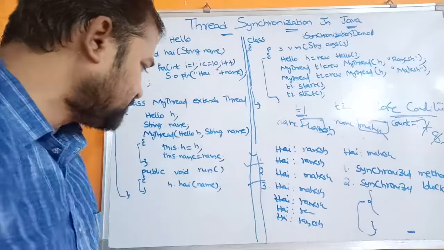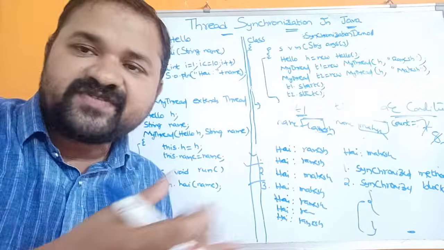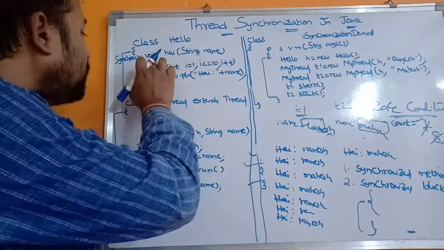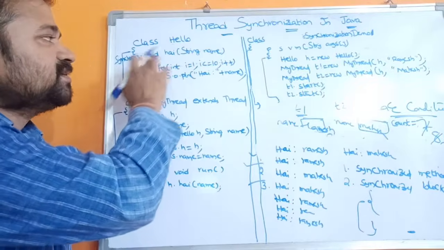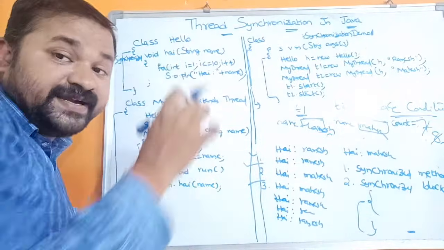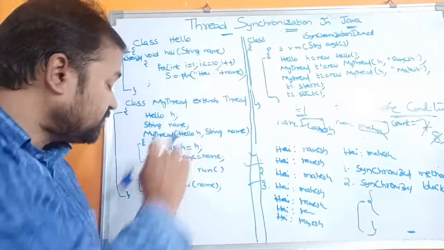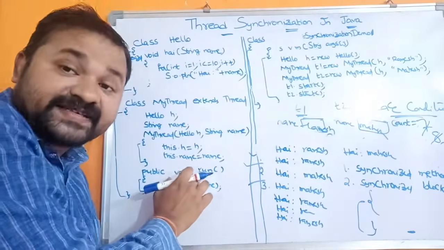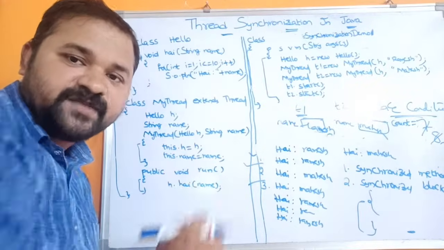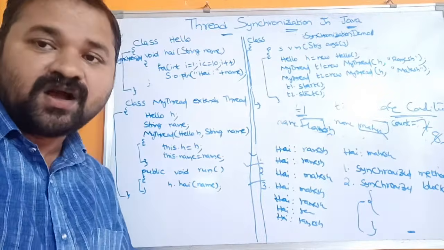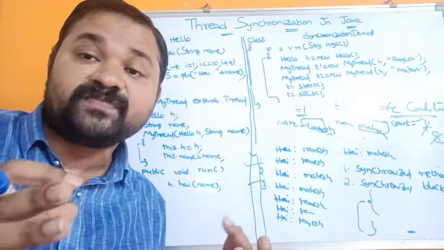What is the logic that we are doing? Similar to the previous program logic only, but here before the return type we have to use synchronized. So we have to make the user defined method synchronized. We should not make this run method synchronized. Why? Because this run method is a predefined method. On a predefined method we should not perform synchronization.